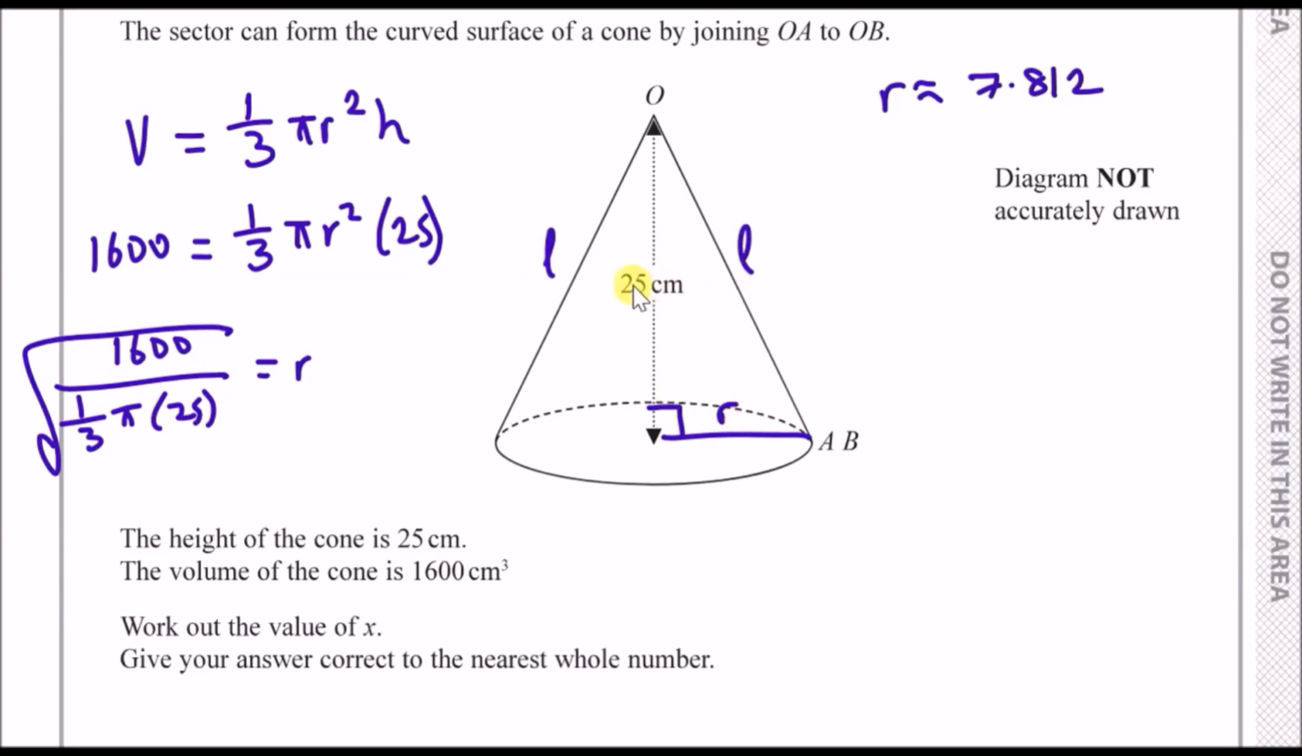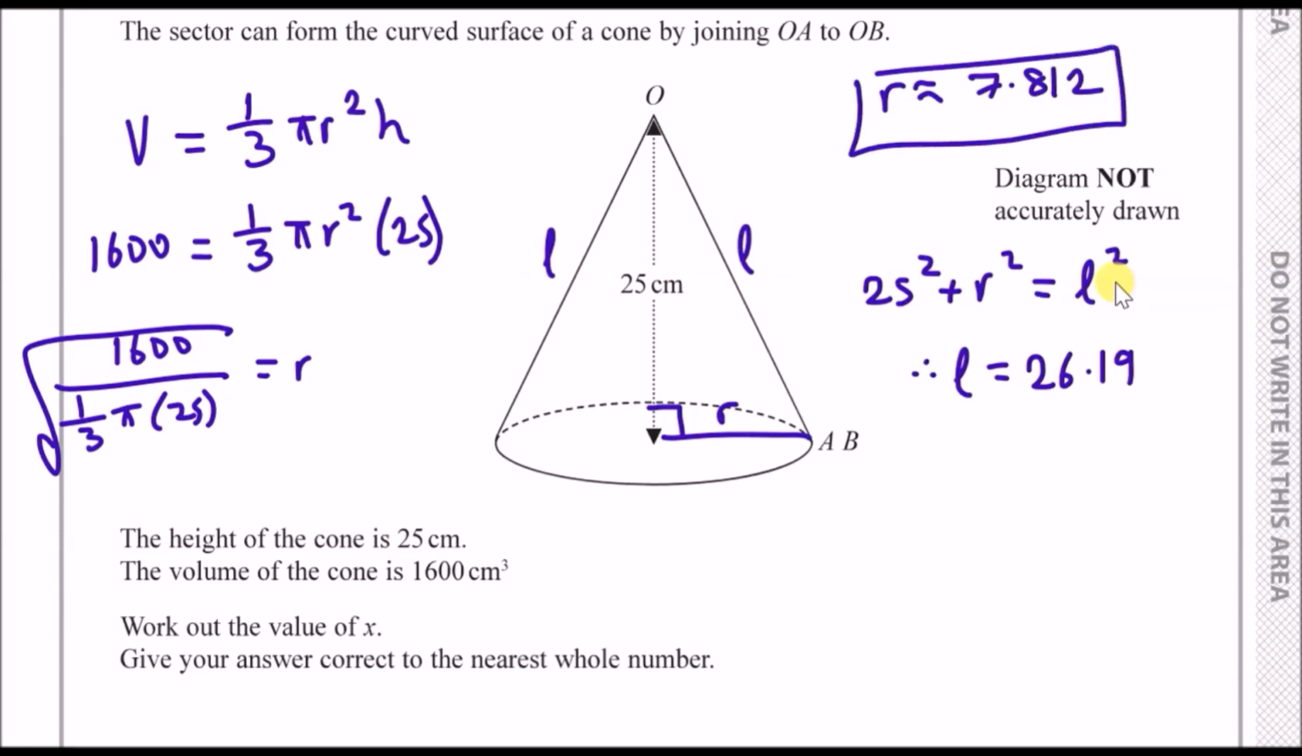So if you think of these two as A and B, and L as your hypotenuse, we essentially have 25 squared plus R squared equals L squared, yeah? Since we know what R is, it's that value here, 7.812, you can just put all this in a calculator and then square root to find L. If you do that carefully, guys, you should get an L value of about 26.19, yeah? Again, always try and keep your answers to 4 sig figs, yeah?